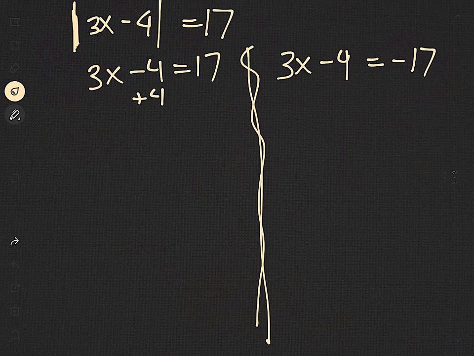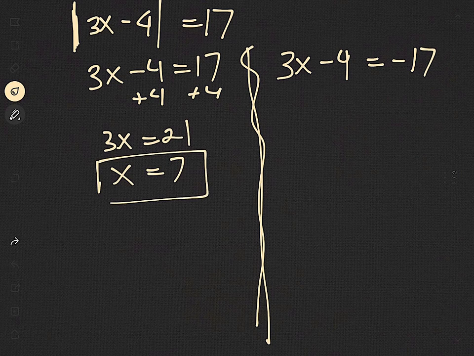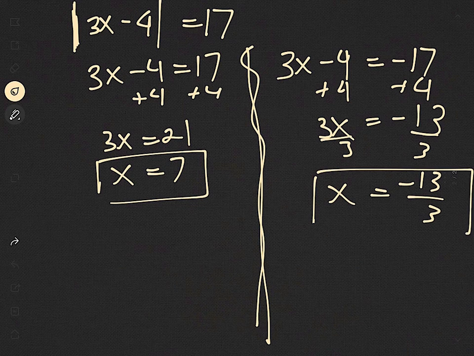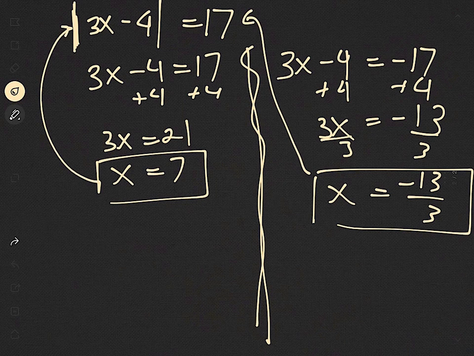So I'm going to add 4 on both sides. 3x equals 21, x equals 7. That's one solution. Or add 4 to -17, which is also valid. Get -13. Divide both sides by 3 and get x equals, let's leave it as -13 over 3. That is another solution. These are two solutions, and you can plug both of them into our absolute value problem, and you will see that they're both valid in getting an absolute value of 17.